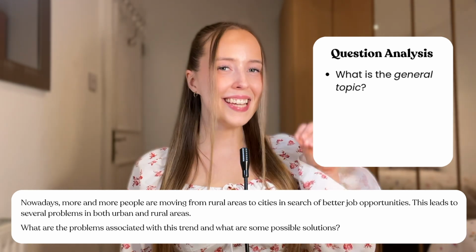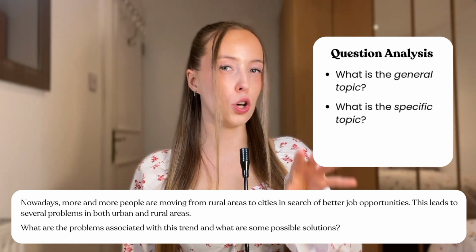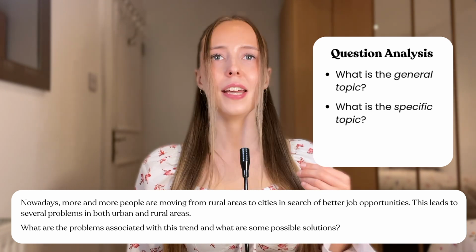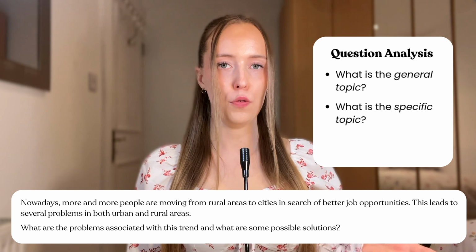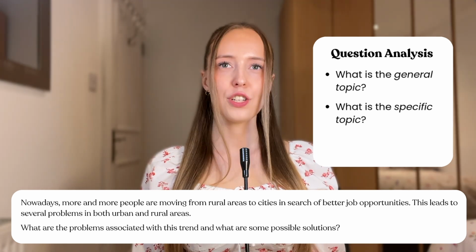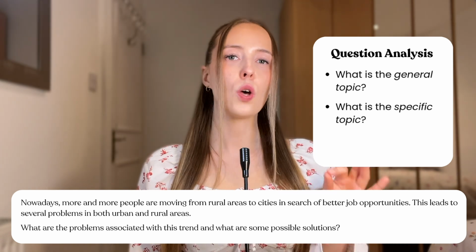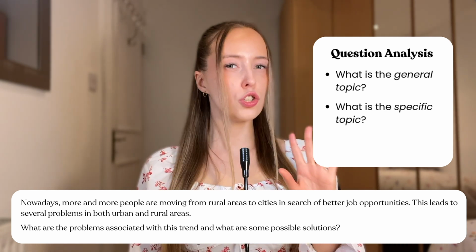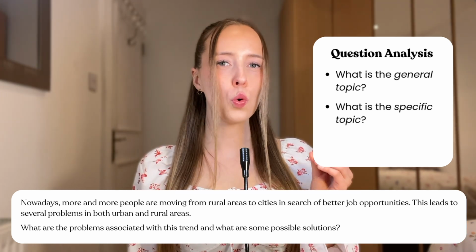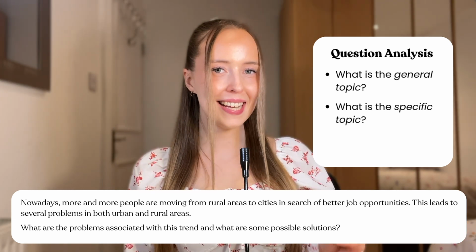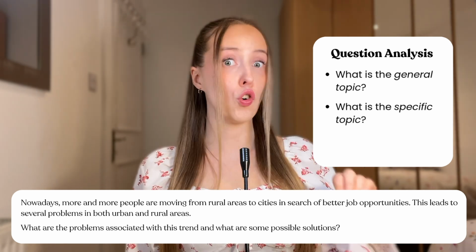We then need to dig deeper and pinpoint the specific focus within the general topic. So from this question, in search of better job opportunities, this tells us why people are moving, economic reasons, and problems in both urban and rural areas. This specifies where the impact is felt, so not just in cities, but also in the countryside. That means we should not only write about the problems in the cities, we should also ensure we mention the problems that this causes in rural areas.